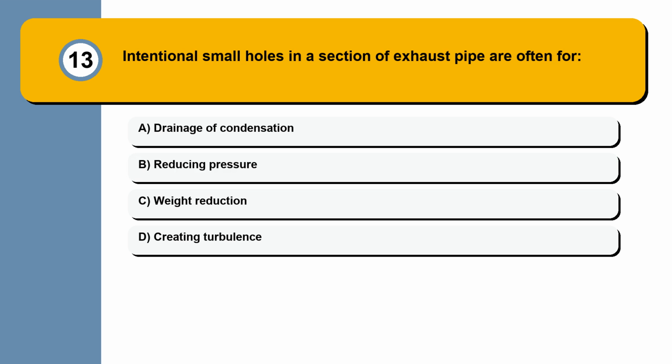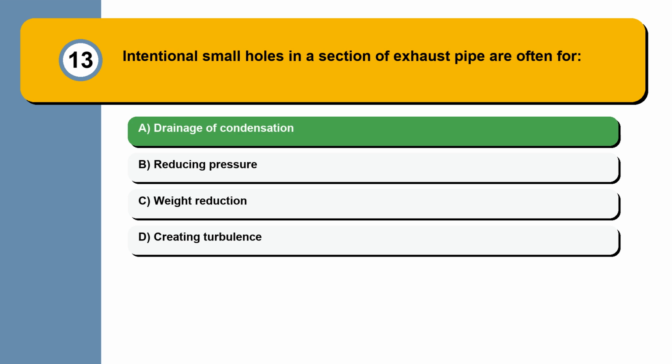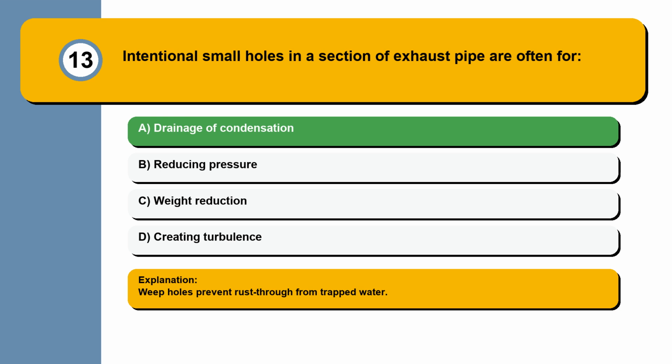Question 13. Intentional small holes in a section of exhaust pipe are often for drainage of condensation, reducing pressure, weight reduction, or creating turbulence. Weep holes prevent rust-through from trapped water.